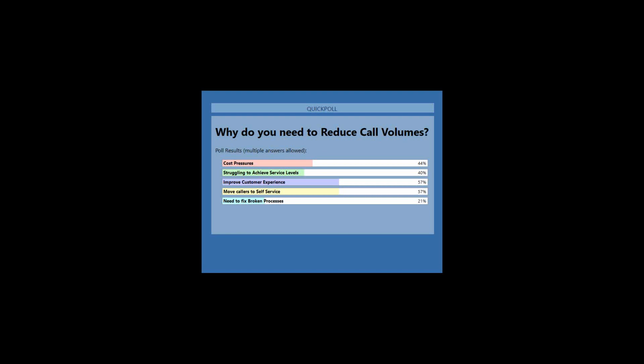Indeed, and surprisingly, cost pressures come in at number 3. Struggling to achieve service levels is number 4, and the lowest there is the need to fix broken processes. So hopefully fixing processes is something that a lot of people have tried already.